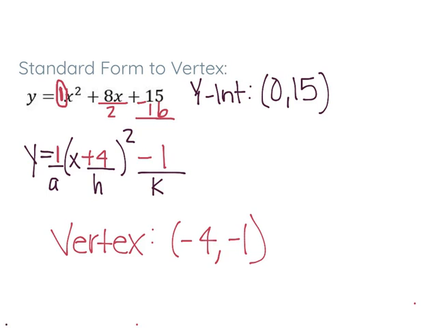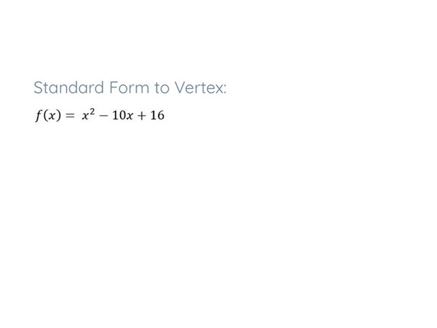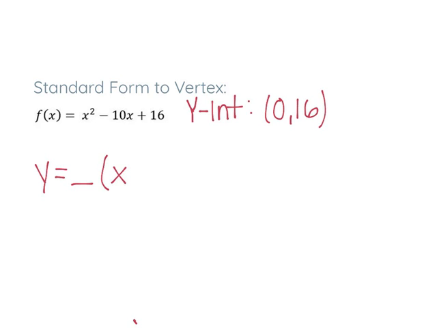So let's go ahead and take a look at one more of these because I think this is our newest kind of converting. So again, this is in standard form, so it tells us our y-intercept. So our y-intercept is going to be 0, 16, because again, it's that last number. So we want to convert this to vertex form. We have y equals a x h squared, and then our k value. So this is our a, our h, and then this is our k.